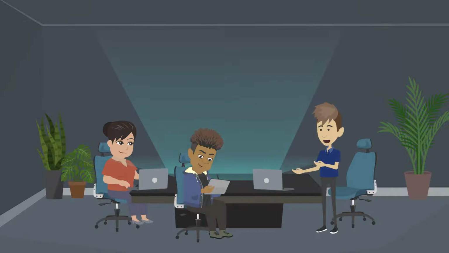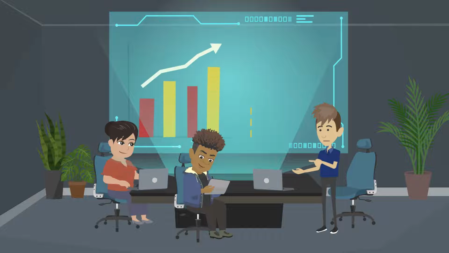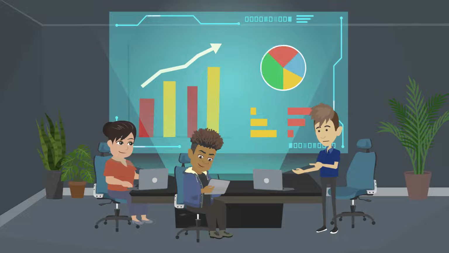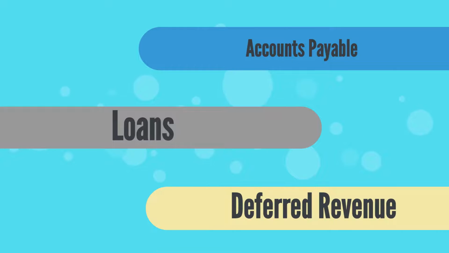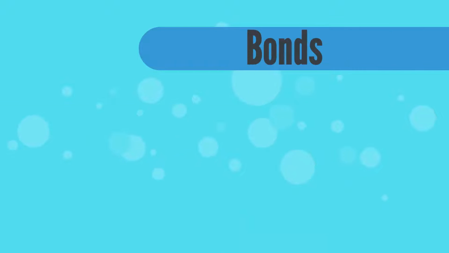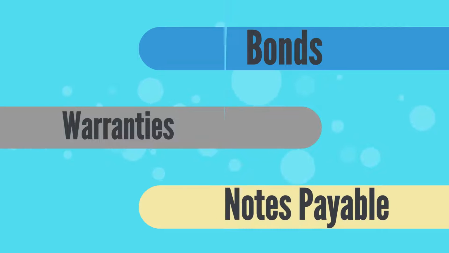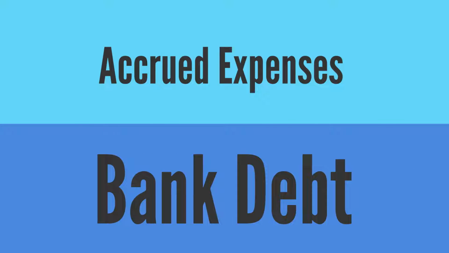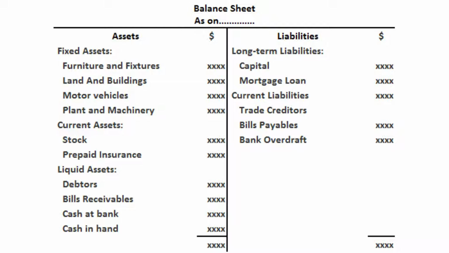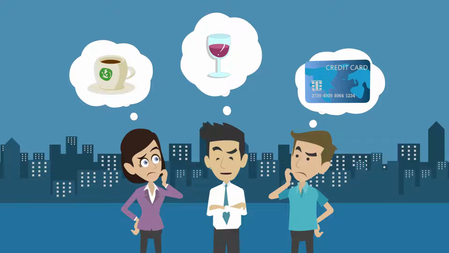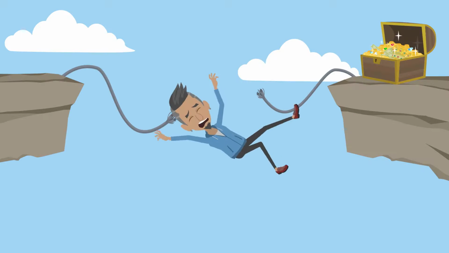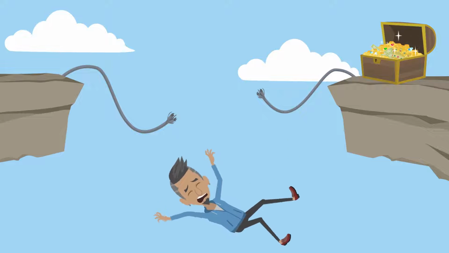Liability. In business management, liability is the amount of money that a company simply owes to another firm. It normally includes accounts payable, loans, deferred revenue, bonds, warranties, notes payable, accrued expenses, and bank debt. Liabilities are recorded on the right side of the balance sheet. Now some people may ask, why do settled businesses have to buy things on credit? Why do they have to take this unnecessary risk?